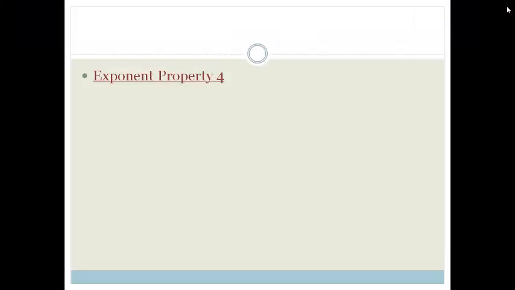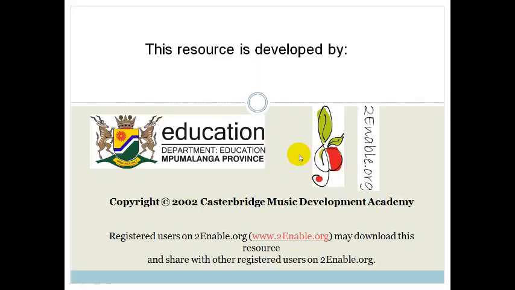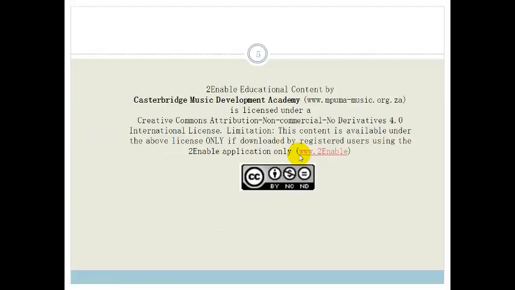Right, grade 10, so now you know how to use this property where it says that x times y to the power of m can be broken up into x to the m times the y to the m, or you can do it the other way around. Please practice all these properties, make sure you understand them, make sure that you can do them, and then do the assessments at the end of the section.